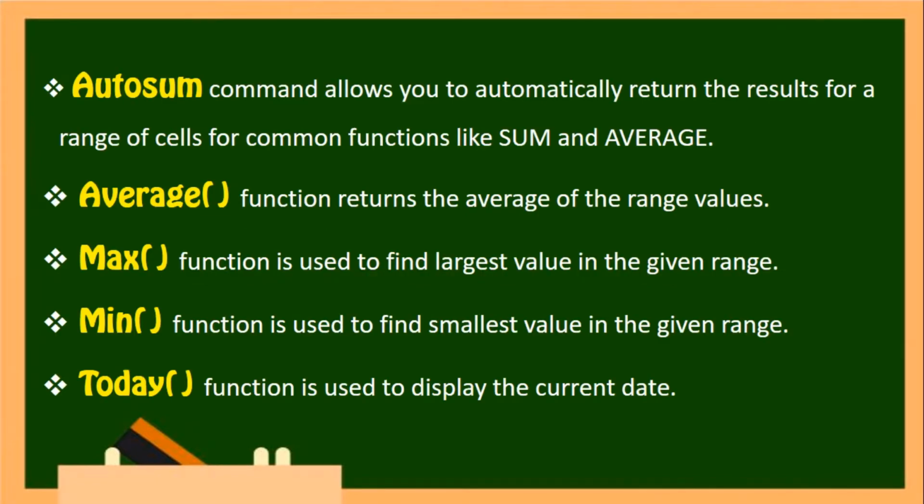First is AutoSum. Now this AutoSum command allows you to automatically return the result for a range of cells for common functions like sum and average. Next is the average function, which returns the average of the range values. Next, the max function is used to find the largest value in the given range. Next, the min function is used to find the smallest value in the given range. And the today function is used to display the current date. So let's understand all these functions and commands with the help of examples.